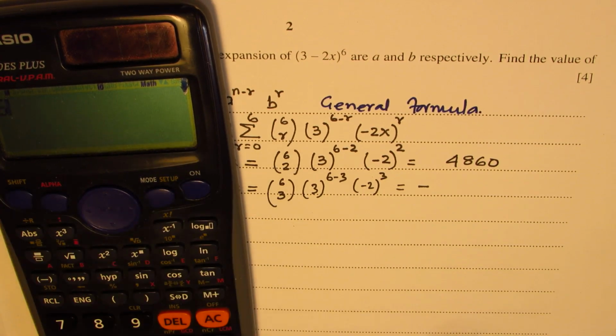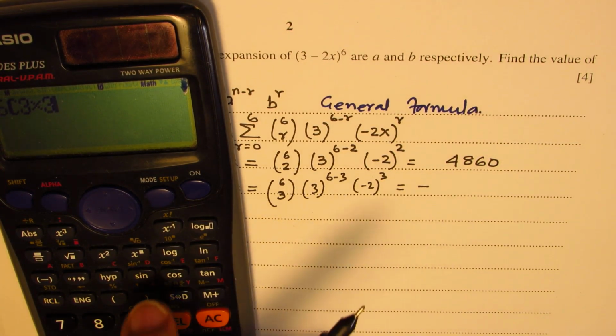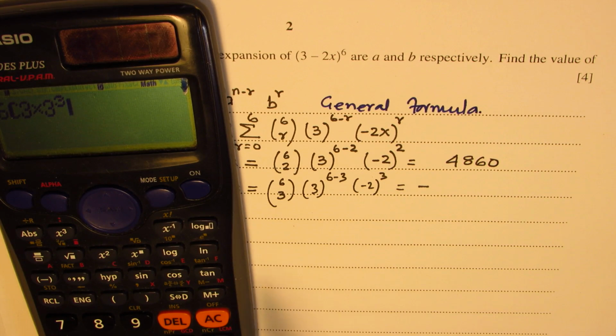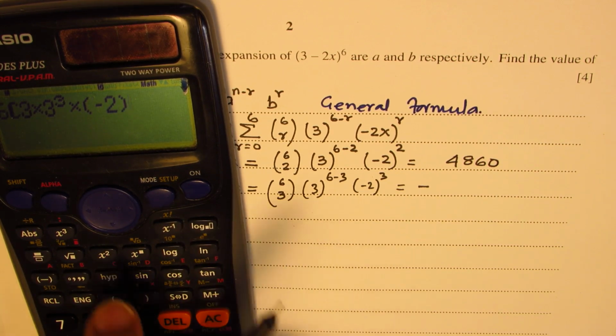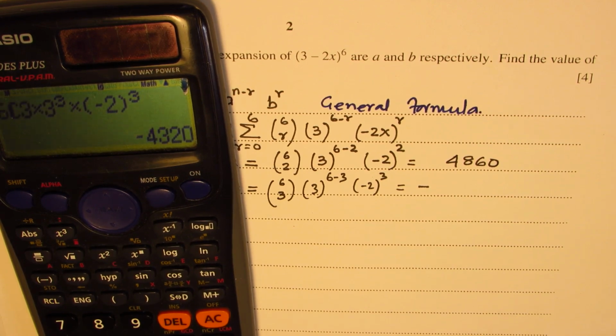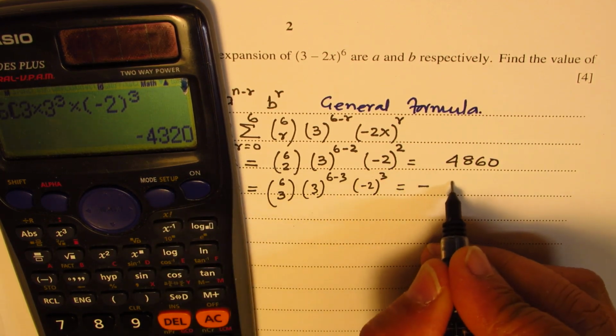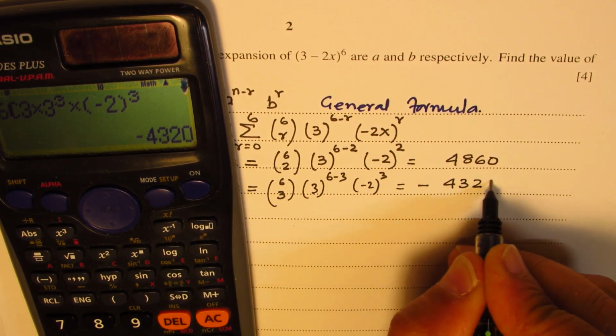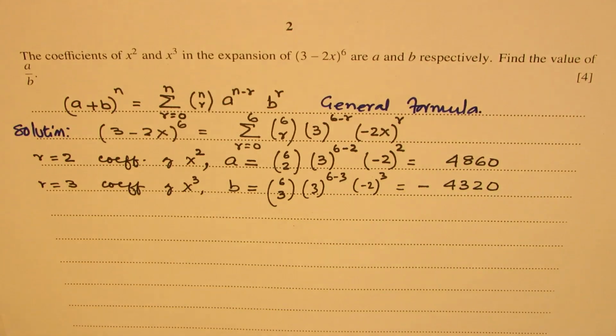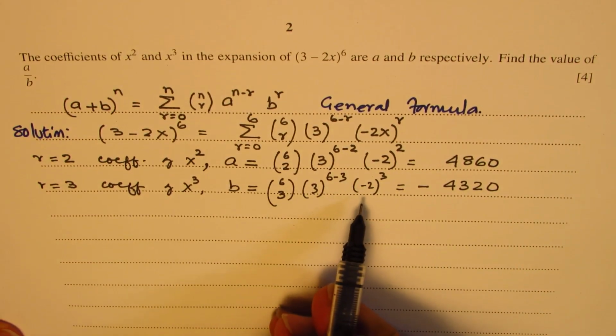Again, we'll figure out what this is. 6c3 times 3 to the power of 6 minus 3, which is 3, so cube, times minus 2 cube. And the answer is, as expected, negative 4320. Correct? So we have this. Calculator is allowed for this paper.